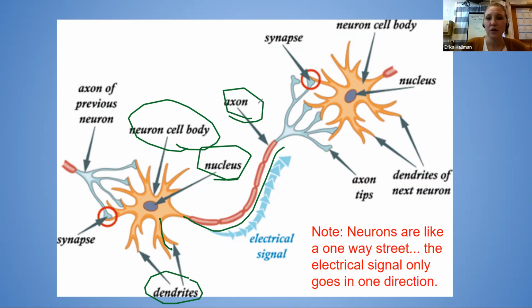Then at the other end of our neuron, we have these things called axon tips. I've heard these called a bunch of different things, not just axon tips. Sometimes they're called synaptic terminals. Sometimes they're called axon terminals. Sometimes they're called axon buttons or synaptic buttons, which I think is a very cute name for them. But essentially, these are going to be the ends of one neuron that connect with the dendrites of a second neuron.